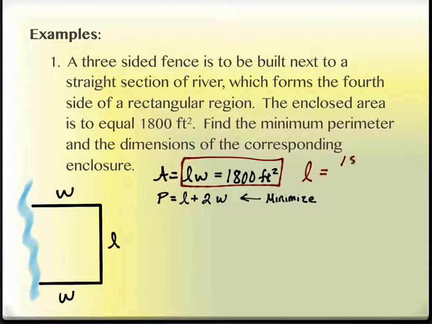So L would be 1,800 divided by W, right? So down here, I've got 1,800 divided by W plus 2W. And that is equal to my perimeter. So now my perimeter has 1 variable. Are we good? Okay.